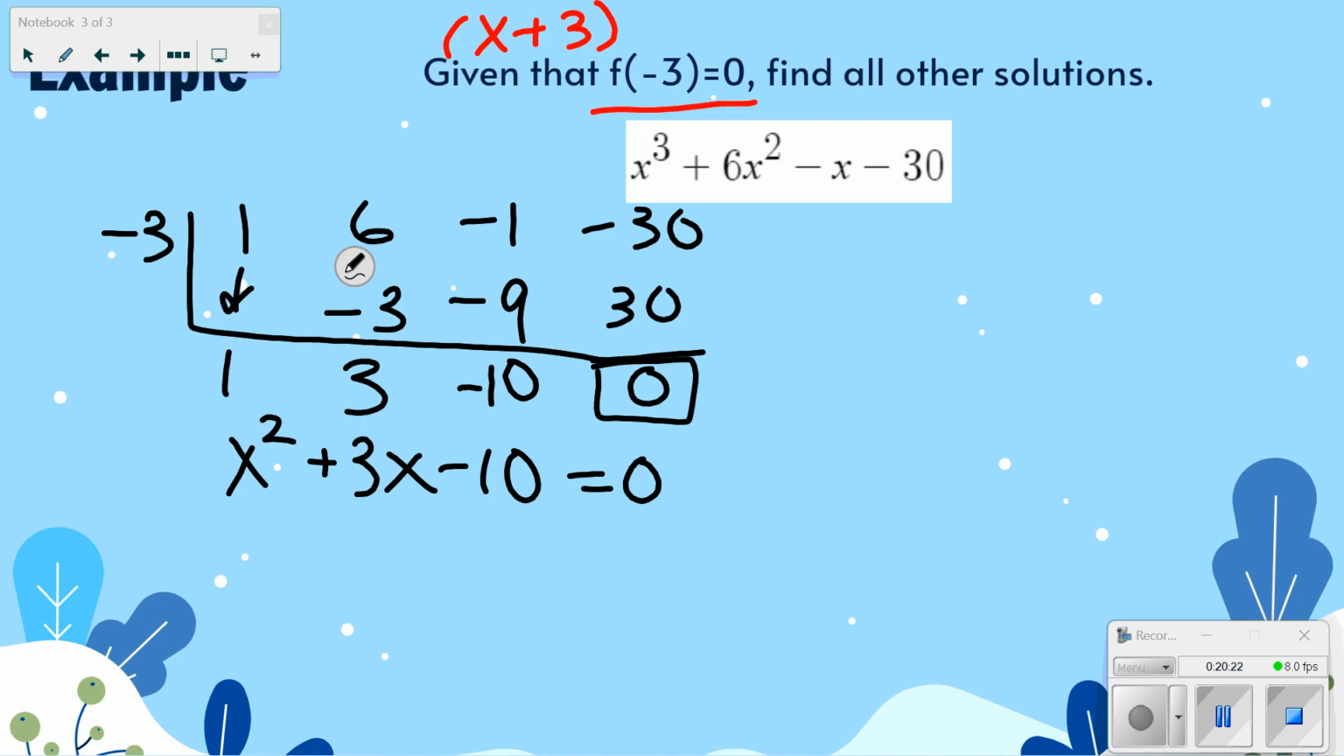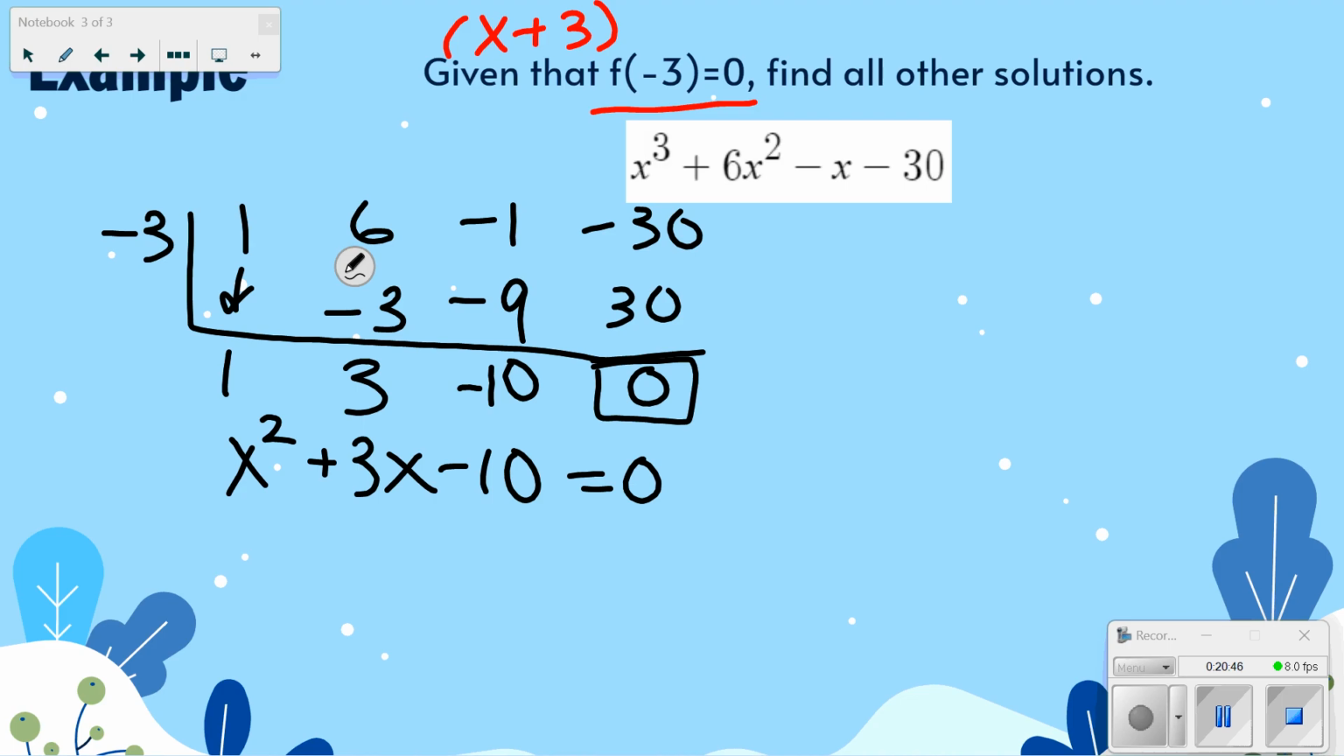Oh, I have a question. Why is it not like x to the third power plus 3x squared minus 10? Because we started off with the x cubed. So then remember, you drop your degree by 1. So you divide by a factor with a degree of 1. So you're dividing really by x plus 3.